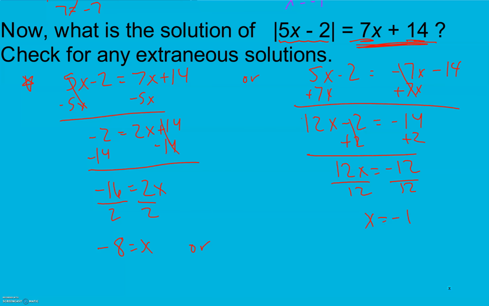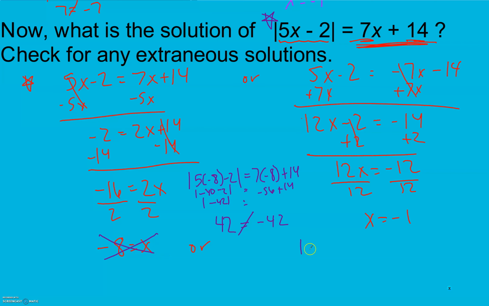We need to check them, and when we check, we plug them back into the original equation with the absolute value. So here I'm going to take the absolute value of 5 times negative 8 minus 2 equals 7 times negative 8 plus 14. Negative 40 minus 2 gives me negative 42, which gives me a positive 42 when I take the absolute value. I'm going to get negative 56 plus 14, which gives me negative 42. Those are not the same, so negative 8 does not work.